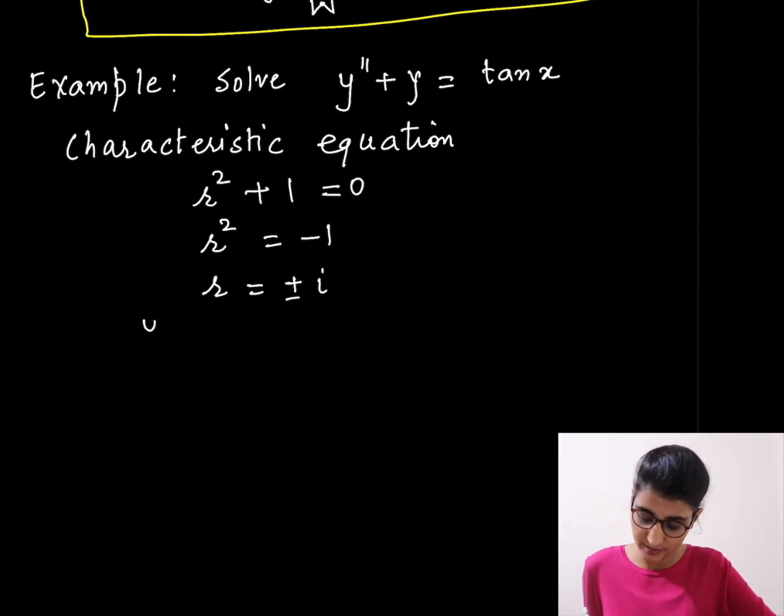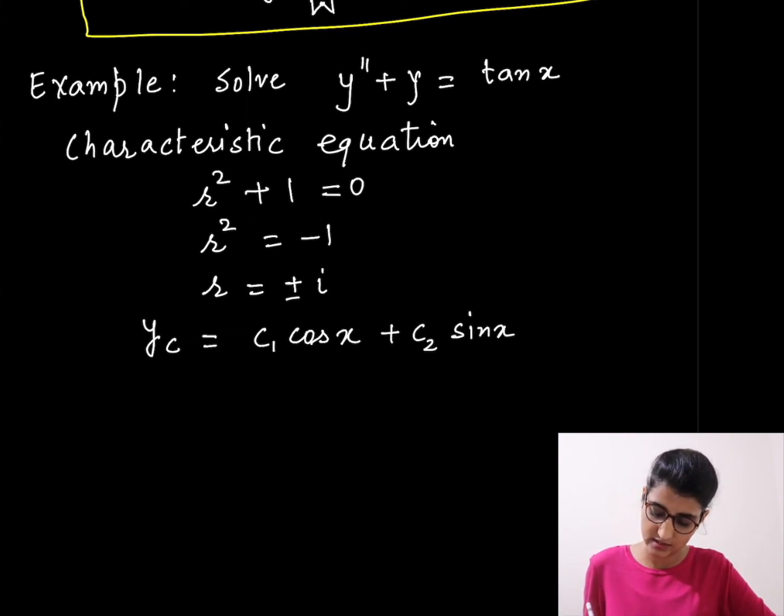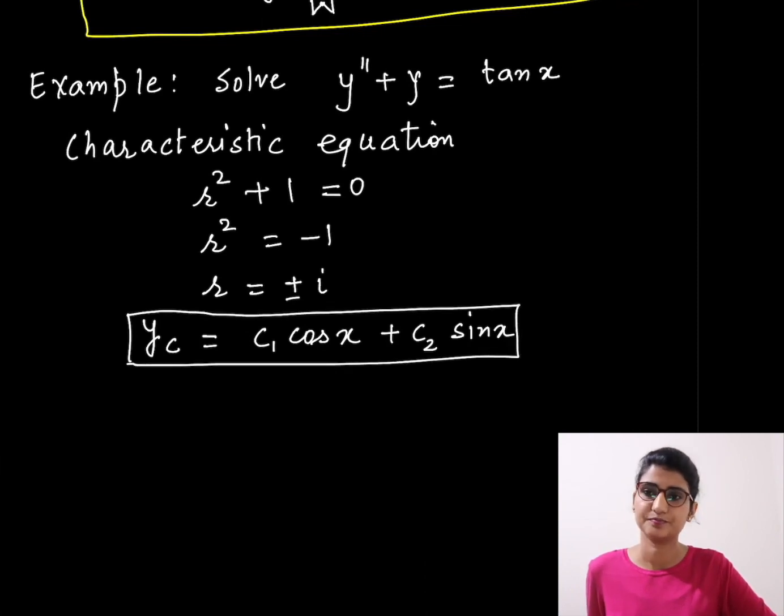So our complementary solution is given by e power 0x. E power 0 is 1, so we are not going to write that. c1 cosine x plus c2 sine x. This is our complementary solution.